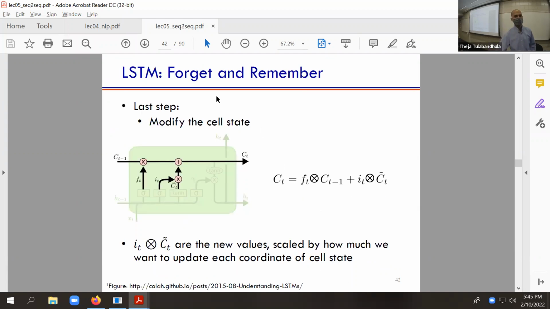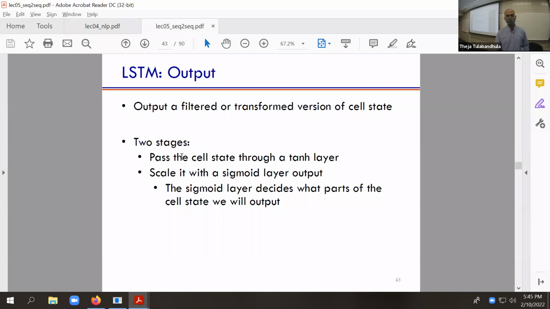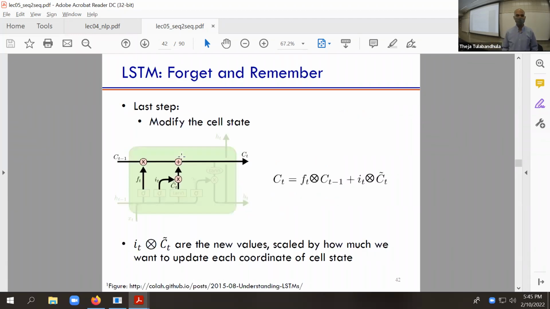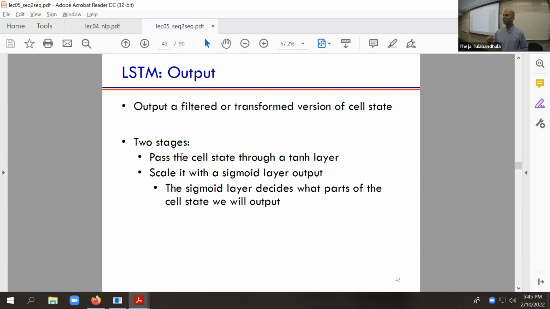And then finally, the combined effect of both of them is to forget first and then remember. So you forget something and then you add something to the cell state. That's how you would modify the cell state, and the remaining part is how to create the next h_t. The way we're going to create it is to make it a transformation of the cell state. So h_t is going to be some kind of modification of the cell state. So how are we going to do it?